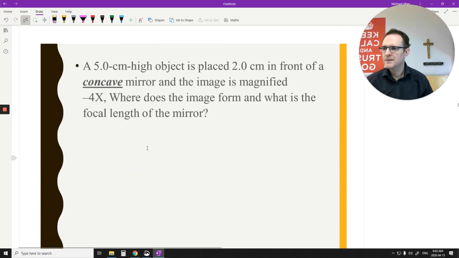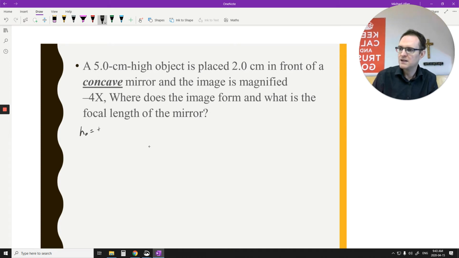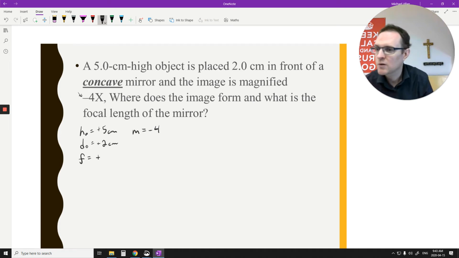Try another one here. At any point, remember, you can pause these and try them yourself. We got a height of an object, and that's always positive. It's placed 2 centimeters in front of a concave mirror, so that's just telling me that this is a positive 2 centimeters. Concave mirror. So what I know about that is that this is a positive number, but I don't know anything else other than it's positive. They tell me the magnification is -4. There's a negative here in front of it. Where does the image form, and what is the focal length of this mirror?